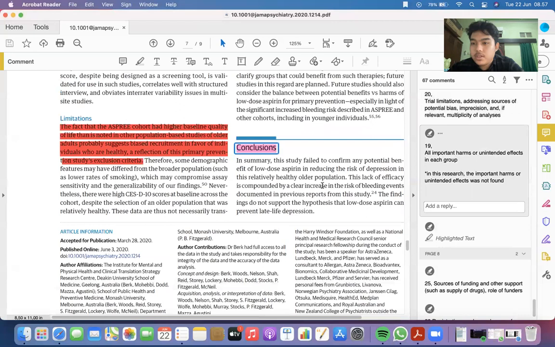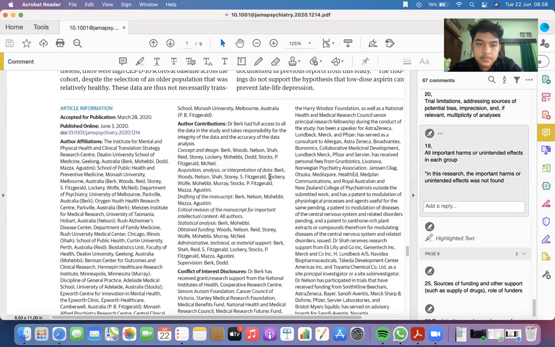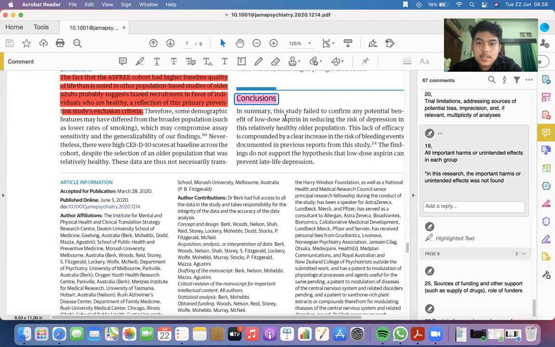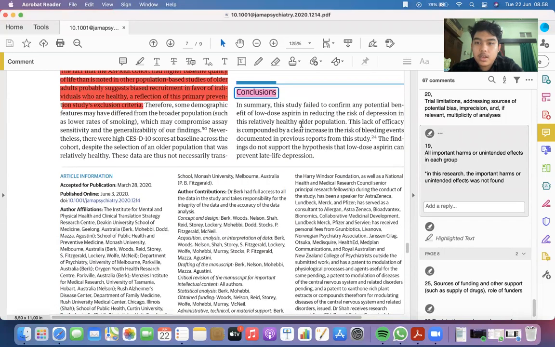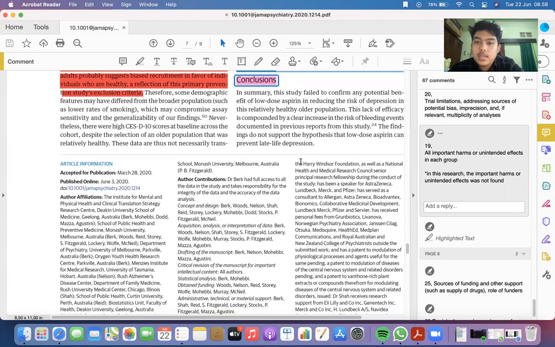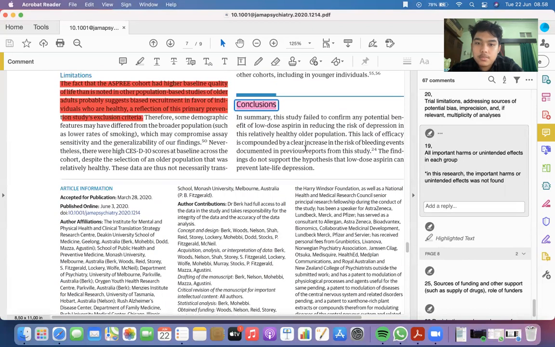Point 19, all important harms or unintended effects in each group. Then goes on to the conclusion. In summary, these studies failed to confirm any potential benefit of low-dose aspirin in reducing the risk of depression in this relatively healthy older population. This lack of efficacy is compounded by a clear increase in the risk of bleeding events documented in previous reports from this study. The findings do not support the hypothesis that low-dose aspirin can prevent late-life depression.